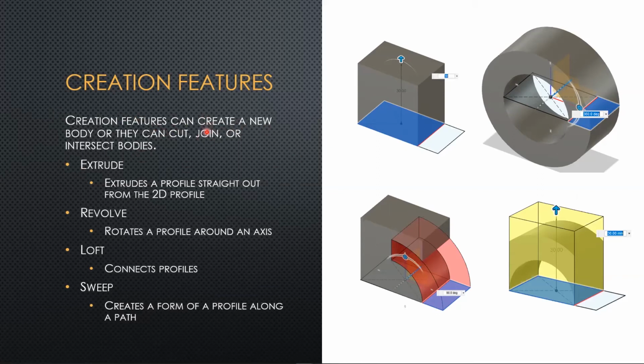So join is pretty intuitive. That's just whatever you have plus whatever you're adding. For cut, that's taking material away. And then intersect is just wherever the 2 parts meet. Some other creation features are loft and sweep. We won't really go over them in this, but they're important to be aware of. So loft, if you have especially complex profiles, you can combine them in a somewhat smooth shape. And then sweep, if you have a path or a line that you want to follow and a shape, you can sweep the profile along the path.